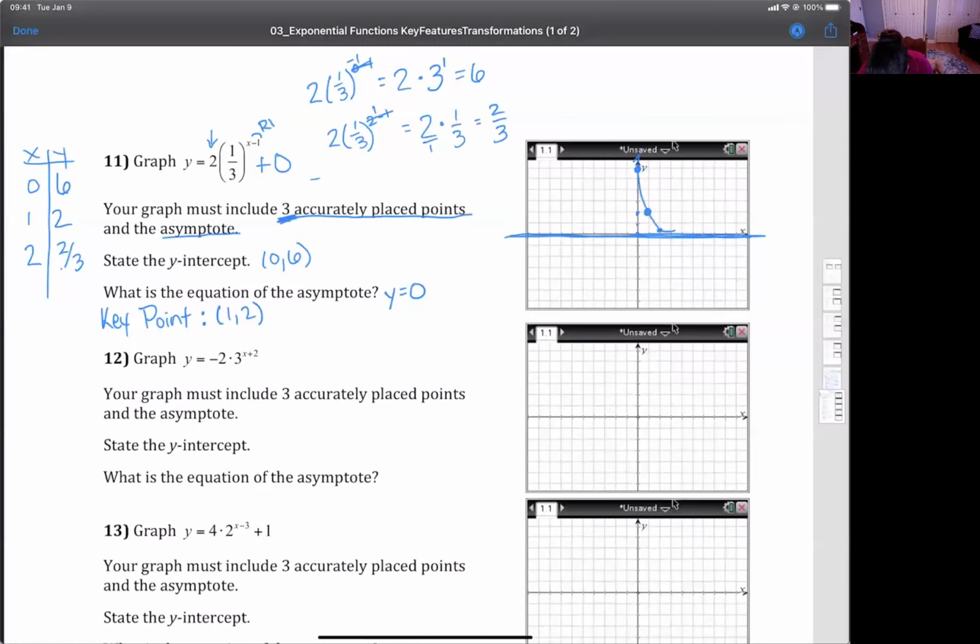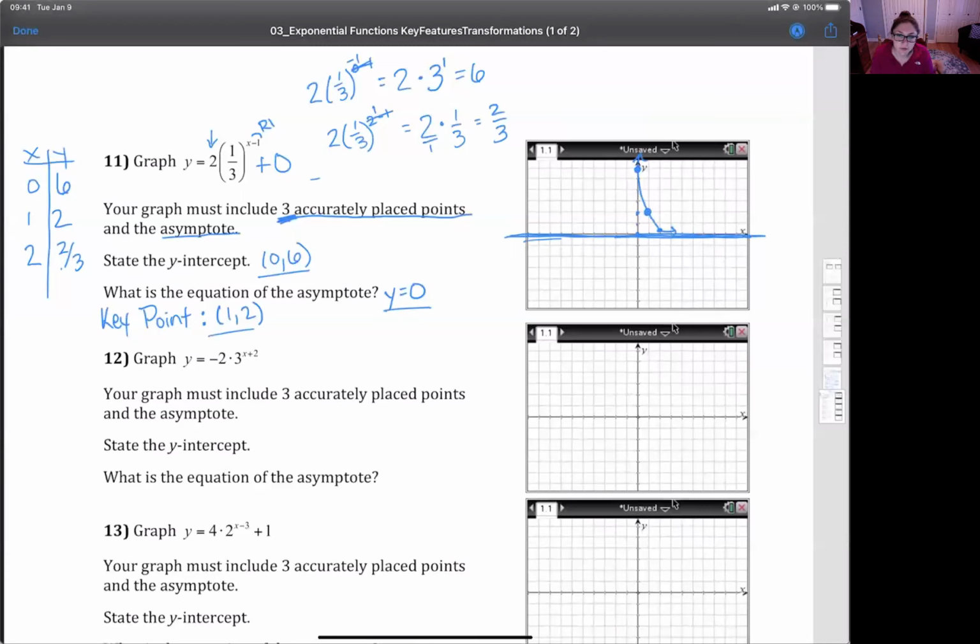So there's my graph. There's a graph of this function, okay? It's got 3 accurately placed points. I've listed them here, so I know what points I expect to see on my graph. I've stated my y-intercept, I've stated the asymptote, I've graphed the asymptote, and I've stated my key point, okay?